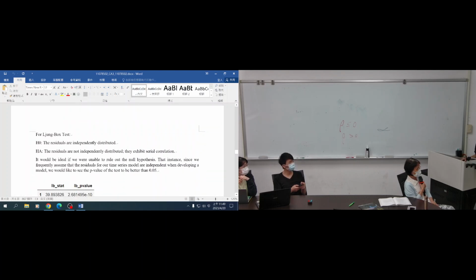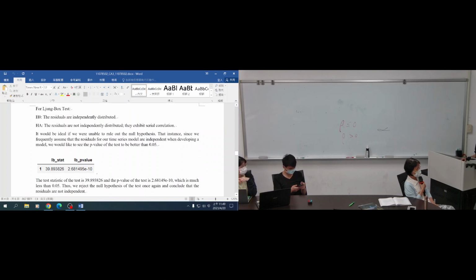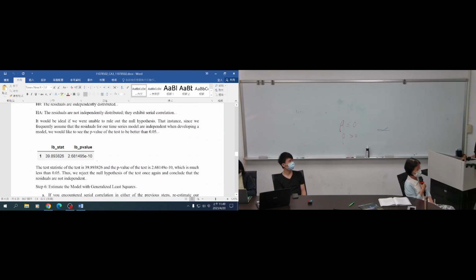And then for the Ljung-Box test, this one is also from Python. The null hypothesis here is that the residuals are independently distributed, and the alternative hypothesis is that the residuals are not independently distributed, so they exhibit a serial correlation. We can see here that the test statistic is 39 point something, and the p-value is 2.69e-something, which is really close to 0, so less than 0.05.